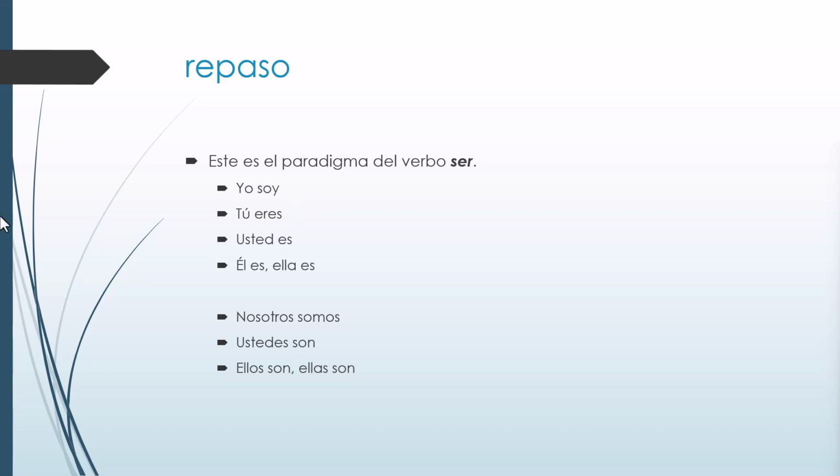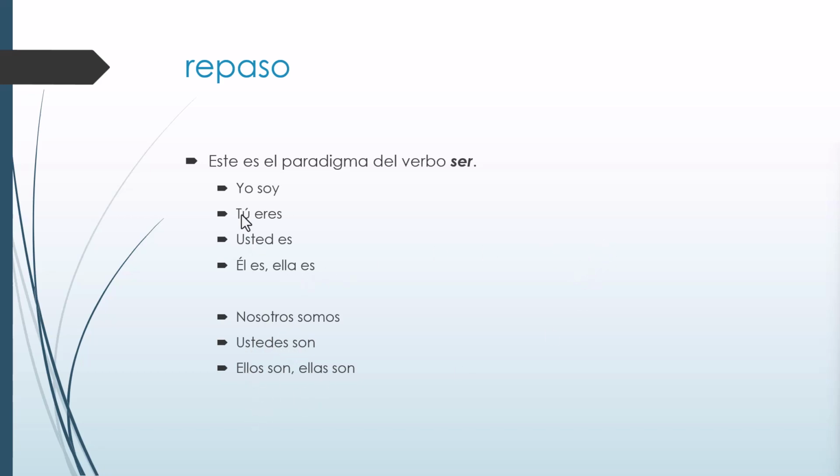Okay, so a couple of things to point out real quick. So let's notice, for instance, these are our pronouns, right? Our subject pronouns, yo, tú, usted, él, ella, nosotros. Also, nosotras, if it's a group of all women. Ustedes is y'all, and ellos, ellas.